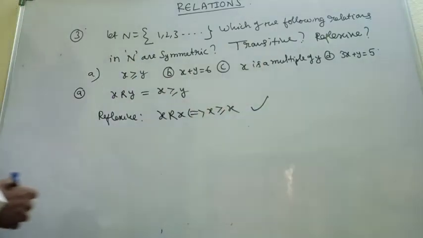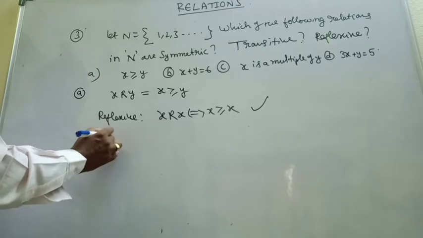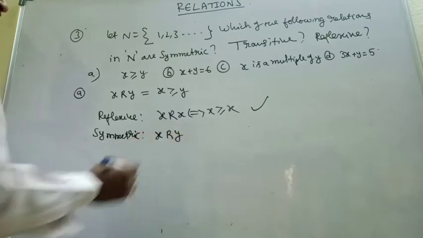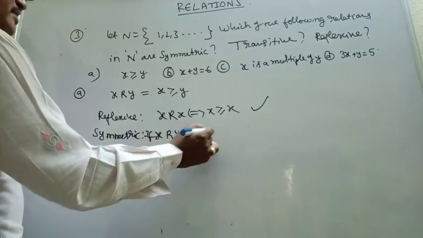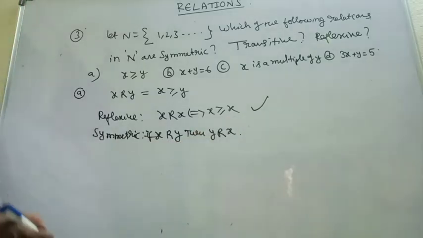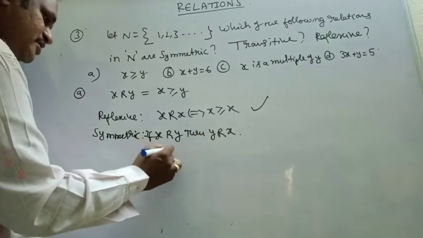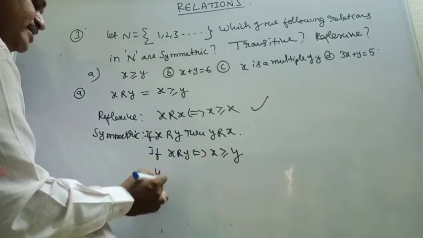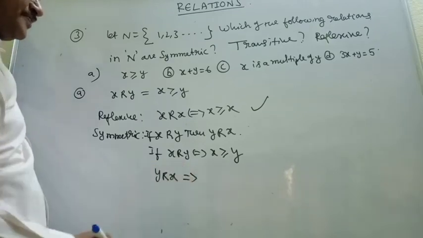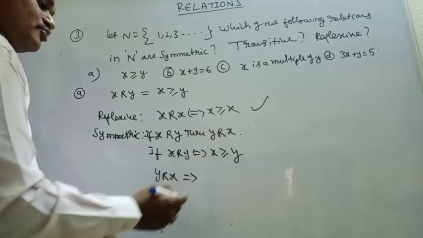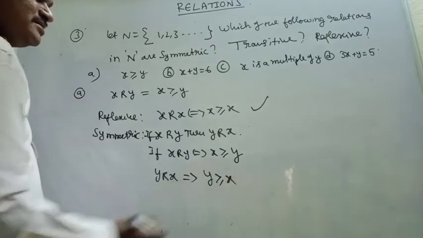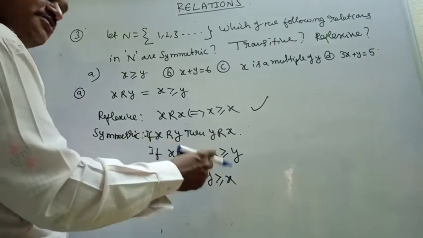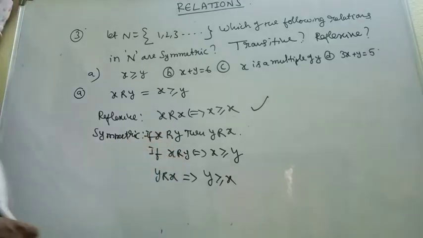Next, we will take symmetric. Whether it satisfies symmetric or not. Symmetric means, you know, my dear student, if x is related to y, then we should prove that y is related to x. If x is related to y, the meaning here is of course x is greater than or equal to y. Y related to x means, can you say that if x is greater than or equal to y, then y is greater than or equal to x? Is it always possible? That is not possible like that, right?